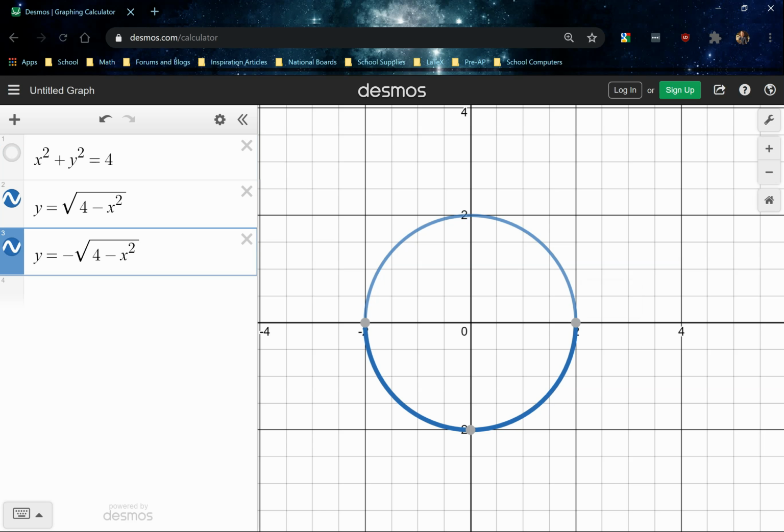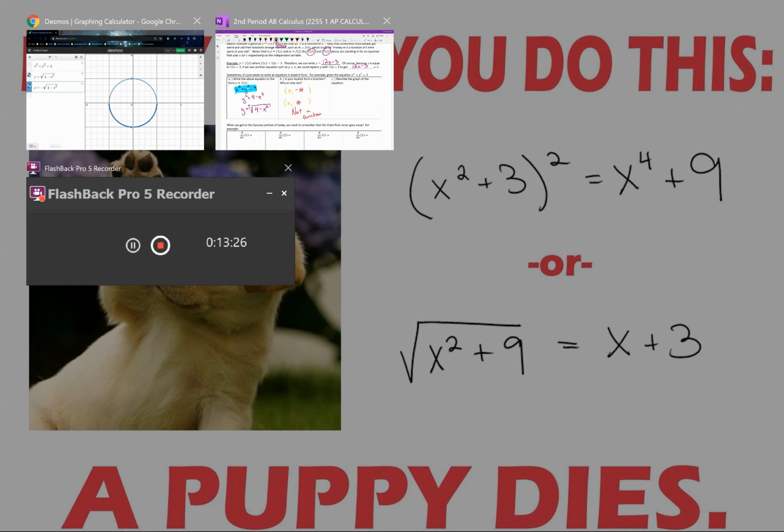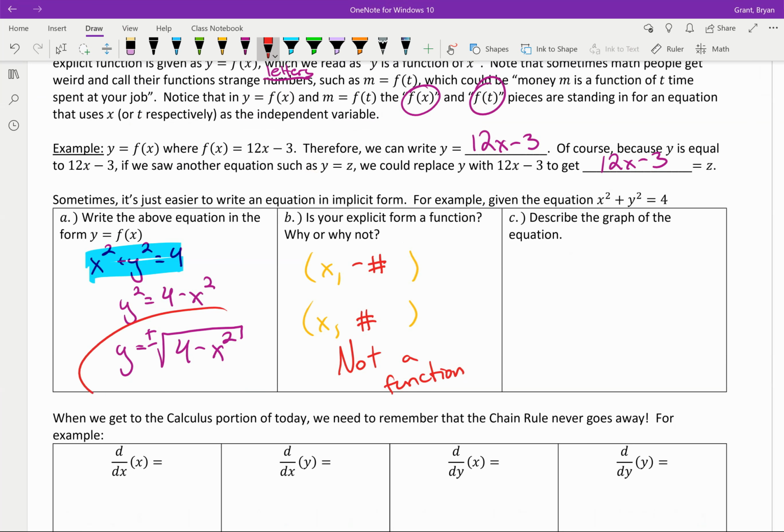We should also realize that plus minus doesn't mean that there's one function happening here. This plus minus is just lazy mathematician speak, right? This plus minus really means we need to graph both y equals the square root of 4 minus x squared, and we need to graph negative the square root of 4 minus x squared.